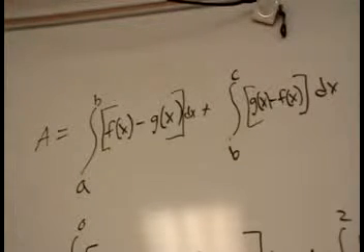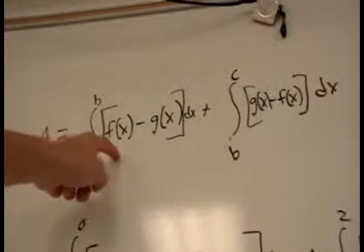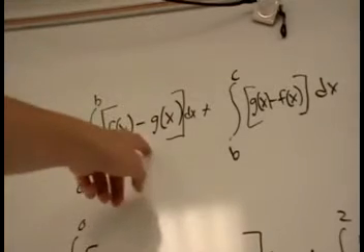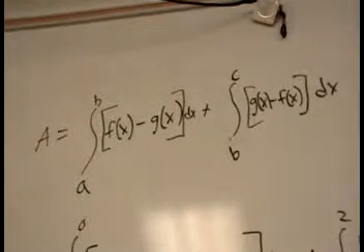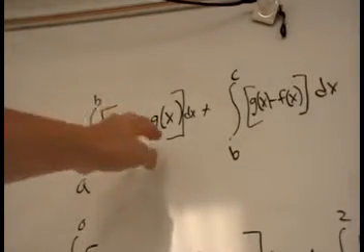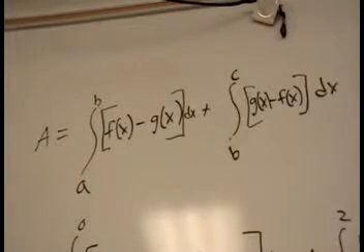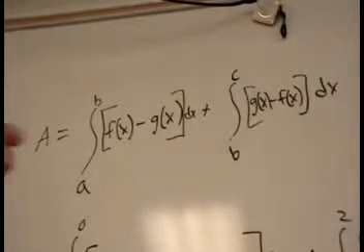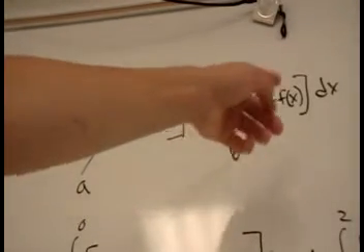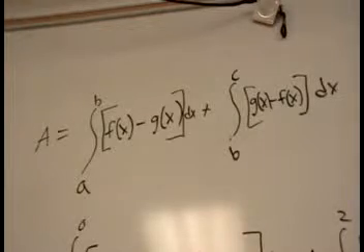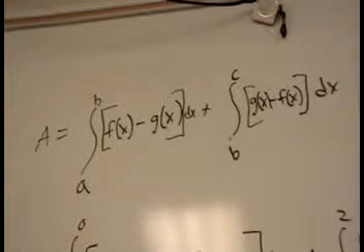First, we find the area from A to B. And because f of x is larger than g of x from A to B, we are subtracting g of x from f of x. Next, we have to find the area from B to C. And because in this case, g of x is larger than f of x on the interval from B to C, we are subtracting f of x from g of x.